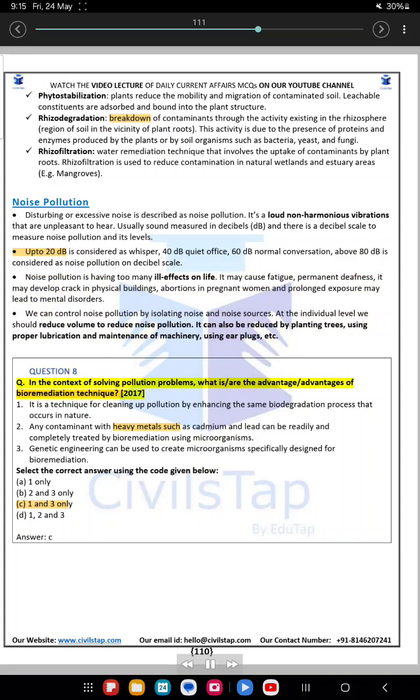Question 8. In the context of solving pollution problems, what are the advantages of bioremediation technique? 2017. 1. It is a technique for cleaning up pollution by enhancing the same bioremediation process that occurs in nature. 2. Any contaminant with heavy metals such as cadmium and lead can be readily and completely treated by bioremediation using microorganisms. 3. Genetic engineering can be used to create microorganisms specifically designed for bioremediation. Select the correct answer using the code given below. A. 1 only. B. 2 and 3 only. C. 1 and 3 only. D. 1, 2 and 3. Answer: C.